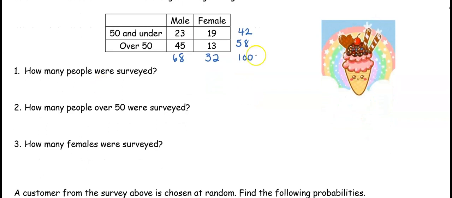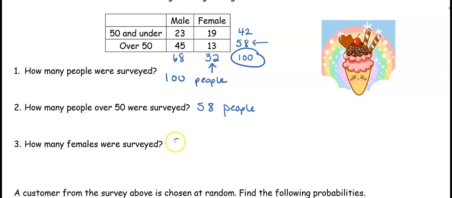So how many people were surveyed? 100 people. How many people were over 50? Over 50, we see that right there. There were 58 people that were over 50. How many females were surveyed? I see that right here. All the females from all the different categories, there are 32 females that were surveyed. See, not so bad.